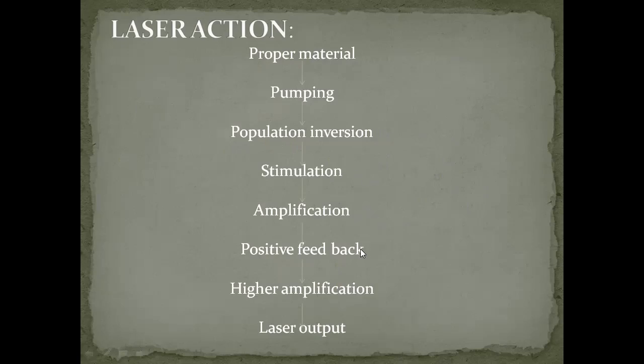Those 2 photons are fed back into the medium, so that those 2 photons will go for 2 more transitions. 2 more transitions means 4 photons will be released, which means higher amplification. This process will be continuously done till the output of required intensity is reached. Once the required intensity is reached, we can take it as laser output. This is the process that is followed in different lasers, which we are going to see in future sessions.